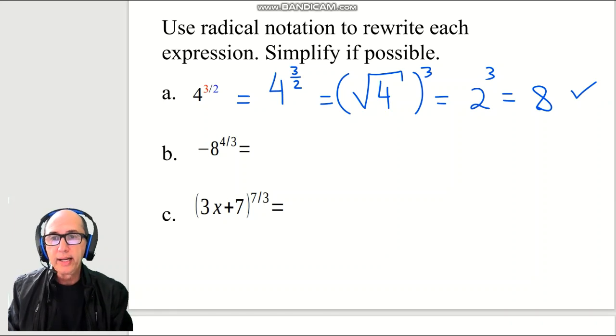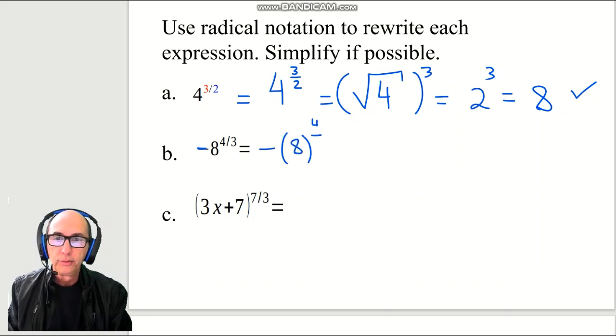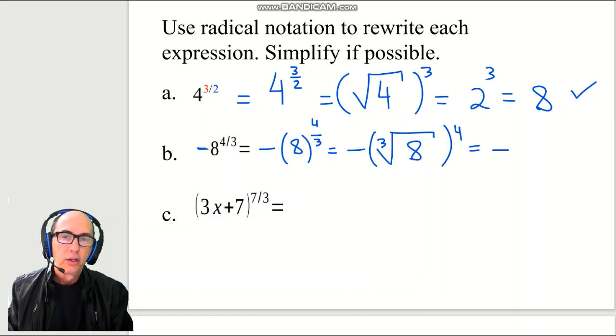Next example, negative 8 to the power 4 over 3. And again, we don't have parentheses. The negative is not submitted to the power 4 over 3. You can rewrite with the parentheses only on the 8s, 4 over 3, and this is negative. The index is the denominator, and the power is going to be the numerator. Cube root of 8 is 2, and 2 to the power of 4 is 2 times 2, 4, times 2, 8, times 2, 16.